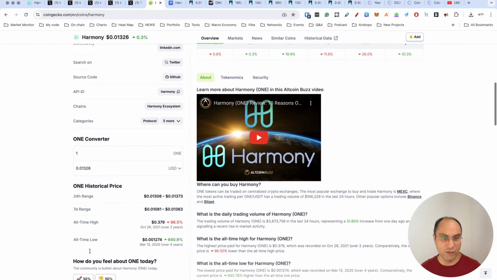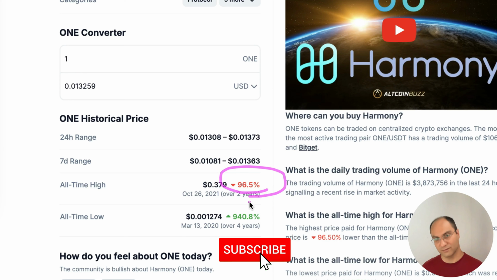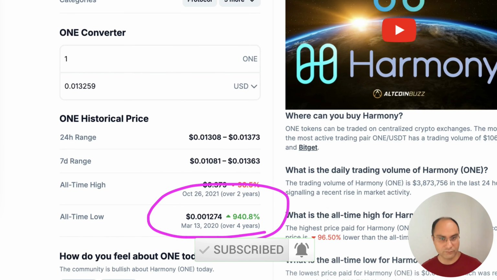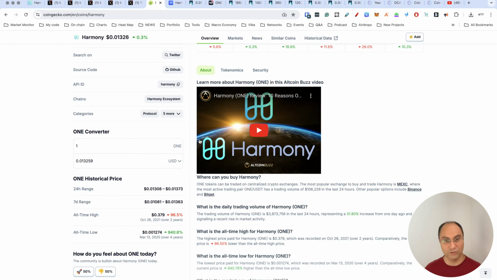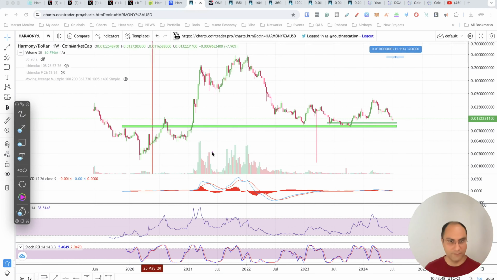Harmony had an all-time high around 38 cents over 2 years ago, and now it is down 96.5%. It means this is a good opportunity to accumulate Harmony. The all-time low was 0.0012, 4 years ago in the COVID crash, and after that Harmony went all the way up to almost 8 cents. If you have a look at the Harmony chart, it seems Harmony found a kind of bottom. It can go range-bound for a couple of months, and then in the beginning of the alt season, this crypto can also go high.